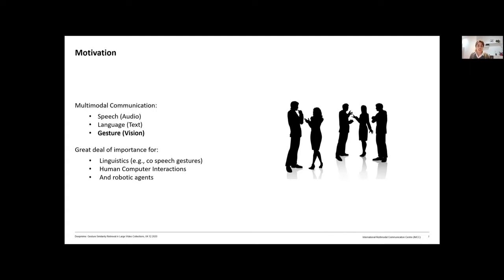Even though gestures can have different forms, from hand gestures to body pose, gaze, and lots of other forms, I'm specifically talking about hand gestures. They have a great deal of importance for linguistics, for example in co-speech gestures, and in human-computer interaction, especially with robotic agents. For example, robotic agents should understand gestures to react accordingly.